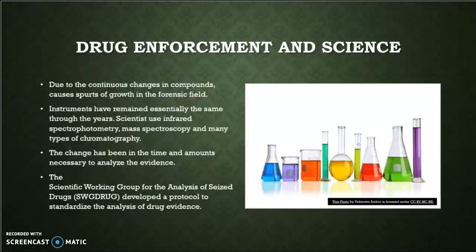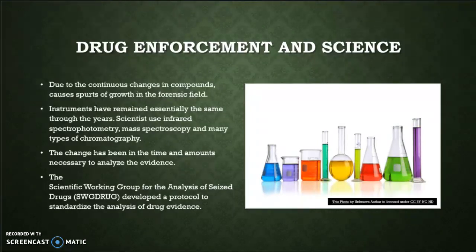So, drug enforcement in science, due to the continuous changing compounds, spurts of growth in the forensic field have been noted throughout the years. This is because money is being utilized to develop new research, or use more manpower in order to tackle the drug problem in the country. The instruments have remained the same. Scientists use pretty much the same tools they've used since the 1960s. The change in the research has been in the time and the amounts necessary to analyze the evidence.